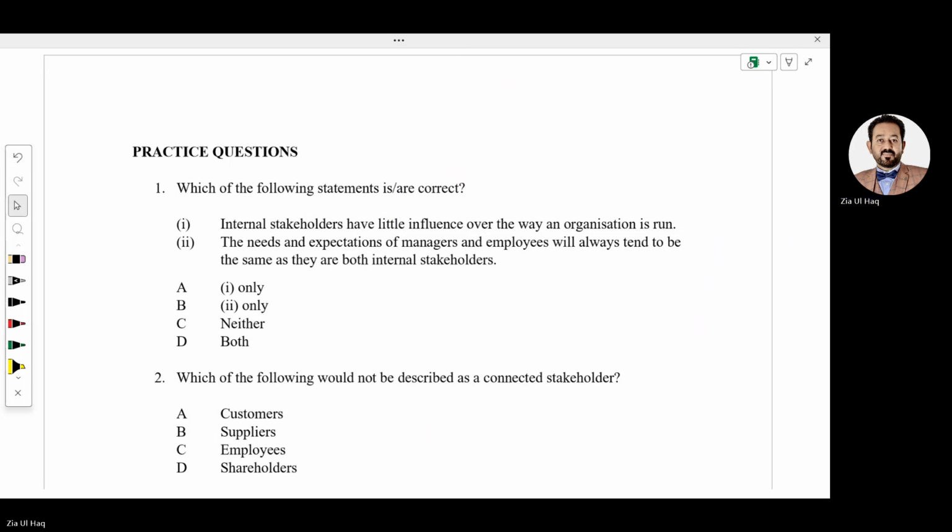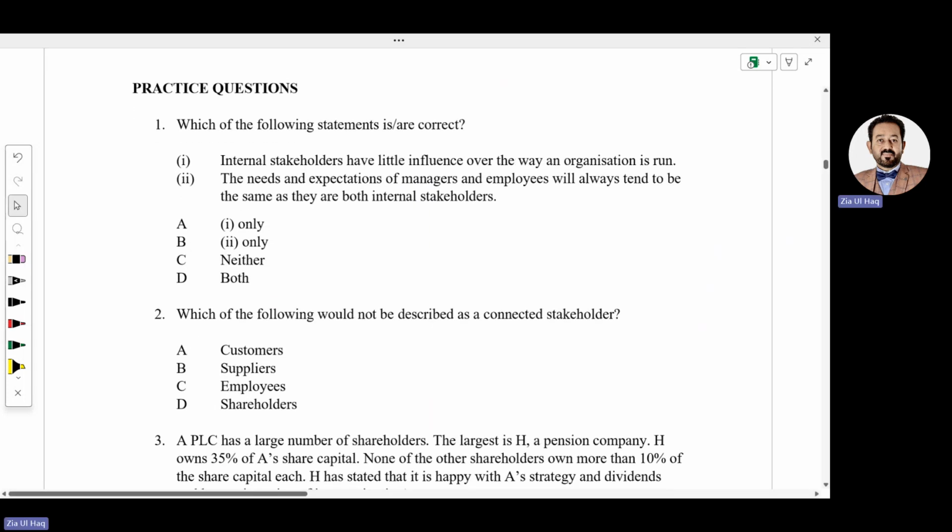MCQ number 1. Which of the following statement is correct? Internal stakeholders have little influence over the way an organization is run. Are they having little influence or more influence? Especially management is having more influence. The need and expectation of managers and employees will always tend to be the same as they are both internal stakeholders. Are their needs and wants the same? No, employees want job security and other facilities, while managers want status and power as well. Yeah, their needs are different.